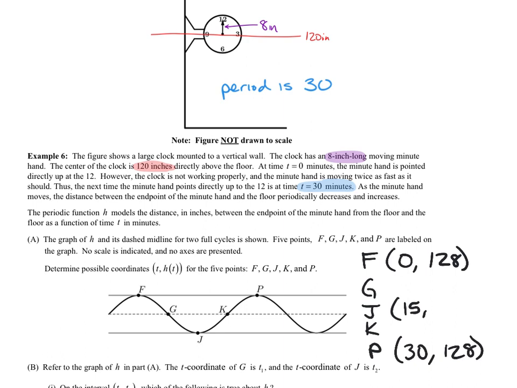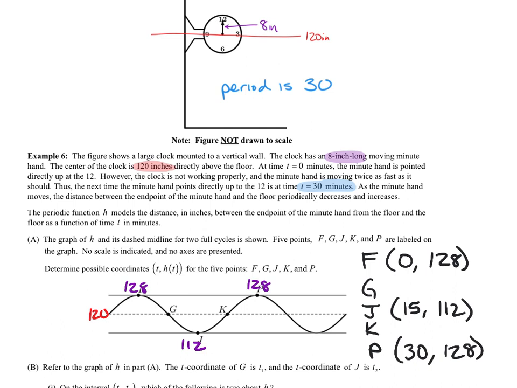Okay, let me help you out. So we said that this was going to be 128 and 128. We said this is going to be 120. What does that mean J is? 112, because it's 8 lower than the center. That lever hand goes down. So we're going to have 15, 112.